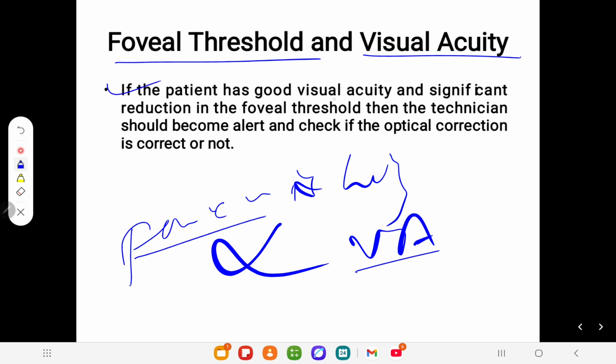If the patient has good visual acuity and significant reduction of foveal threshold, in that case the technician should become alert to check whether the optical correction is correct or not. There is a high probability that the optical correction is not good. At that point, you will see that visual acuity is good with glasses and your technician did a wrong test. That's why an optometrist must teach the technician how to do a good job. Okay, it's very important.